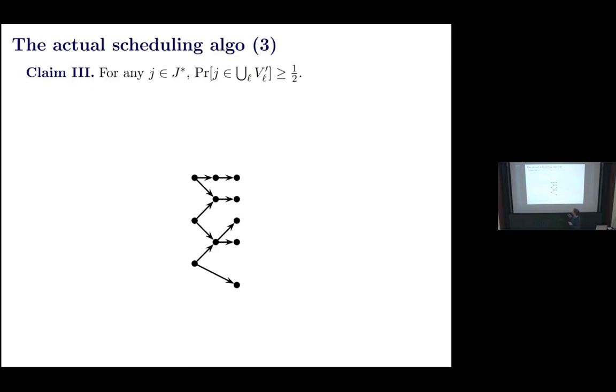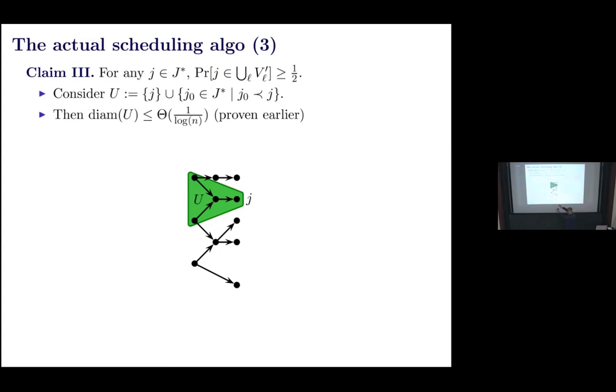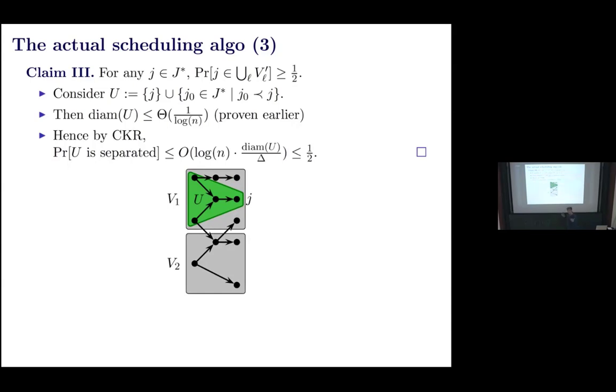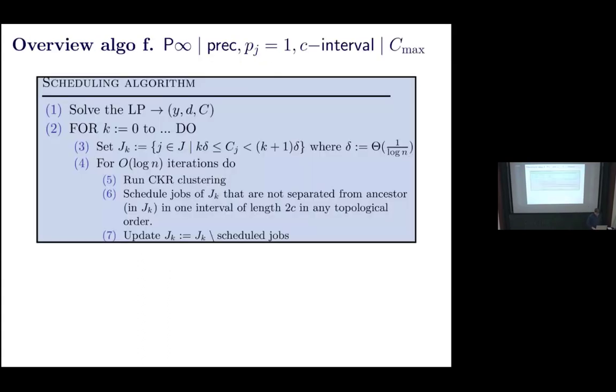So here's the main part of the analysis. You fix a job J and we want to prove that this job is going to be scheduled in the batch with probability one half. Let's look at the ancestors that the job has in J star, and what is the probability that J is not separated from any of those ancestors? The key observation is that the diameter in the metric that we have defined is very small for this set U. This was one of the lemmas that we had earlier, that the distance between dependent jobs is very small if they are all in J star. So the diameter of this set U is small, and CKR guarantees that it's very unlikely that you're separating a small diameter set. And that's it. Any questions?